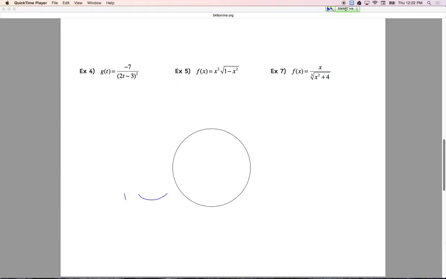Now, example 5. Here we go. The big one. Get ready to have lots of room. This is the last problem we're doing today. Then it will take us to the end of the hour.